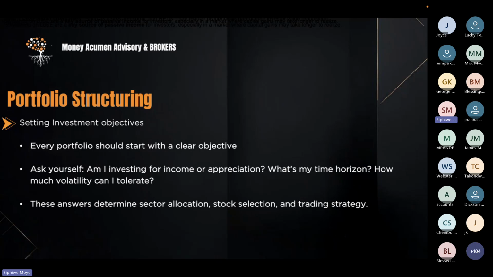Ask yourself, what is your time horizon? Here we're talking of 10 years. Do you have a 5-year tenure, 10-year, 15, 20, 30 years? Ask yourself those questions. How much volatility can you tolerate? Here we're asking, how much risk can you tolerate should an investment go not as expected? How much of that loss can you tolerate? So this is your risk profile at play. So your answers to all these questions then determine how your portfolio is structured in terms of sector allocation, stock selection, and also the trading strategy.